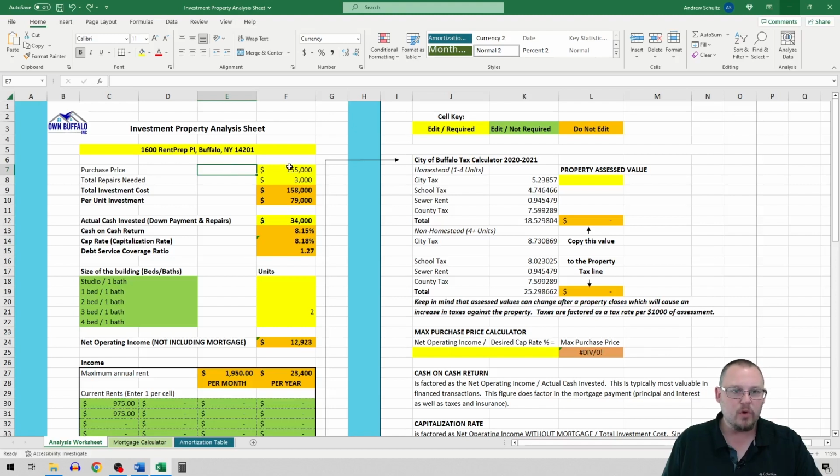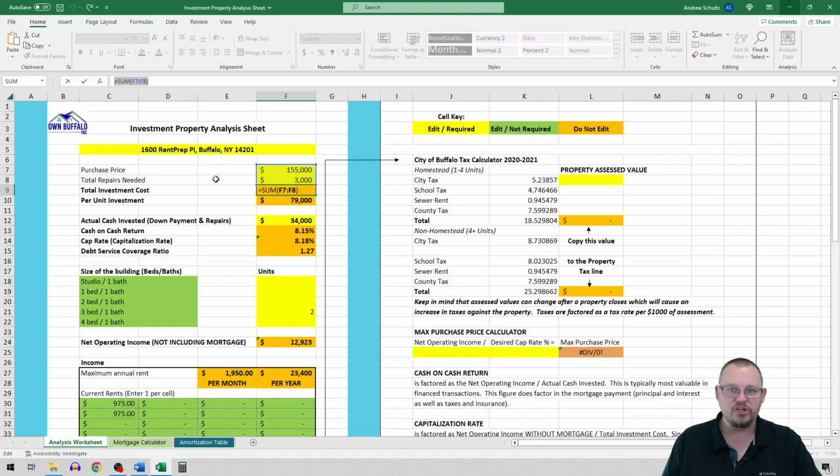Now, the spreadsheet is broken up into a couple different sections here, talking about your purchase price as well as the total repairs needed, your actual cash invested in the deal. And actually, let me back up one second. You can see up here, I have the cells color-coded. Yellow cells can be edited, green cells can be edited but don't need to be, and the orange cells should not be edited because every orange cell has a formula in it. And you don't want to edit those formulas or you're going to change the way that the spreadsheet works.